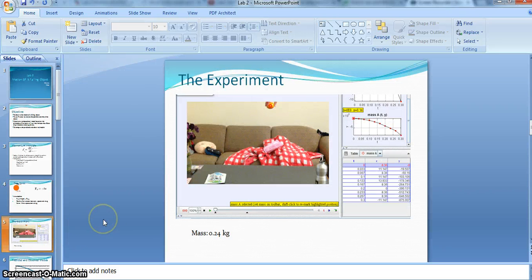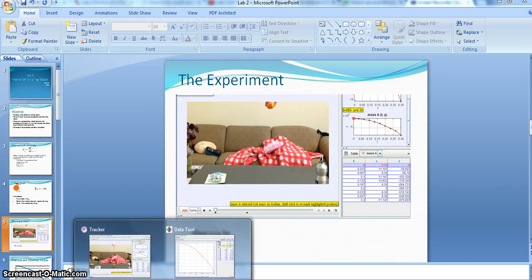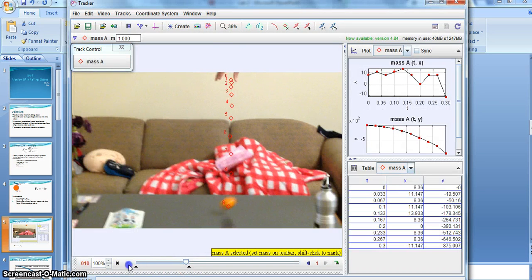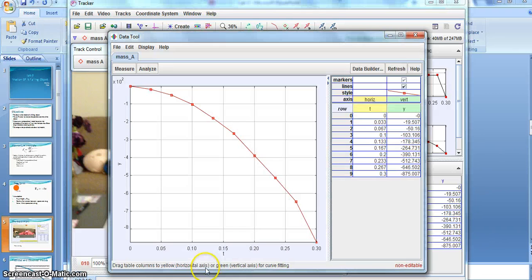So in my experiment, I dropped an orange at a specific height. As you can see from Tracker, I dropped this orange at a specific height. And then afterwards, I found the model, and as you can see, it's a pretty parabolic curve.